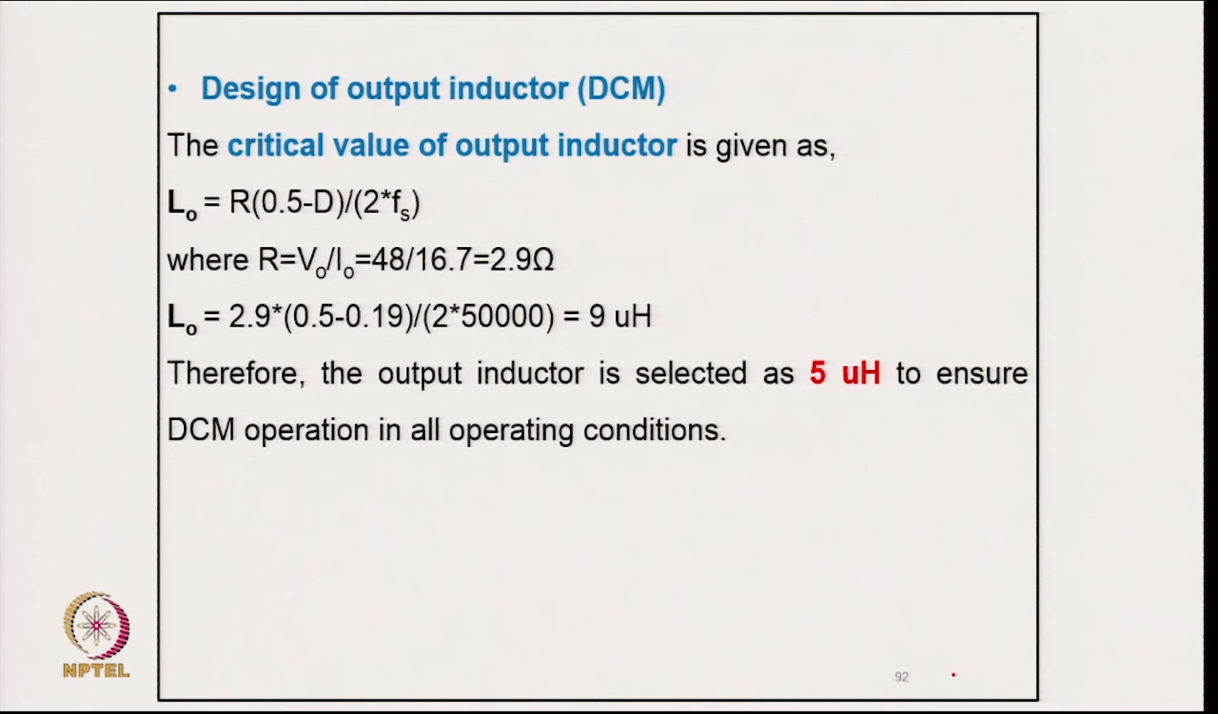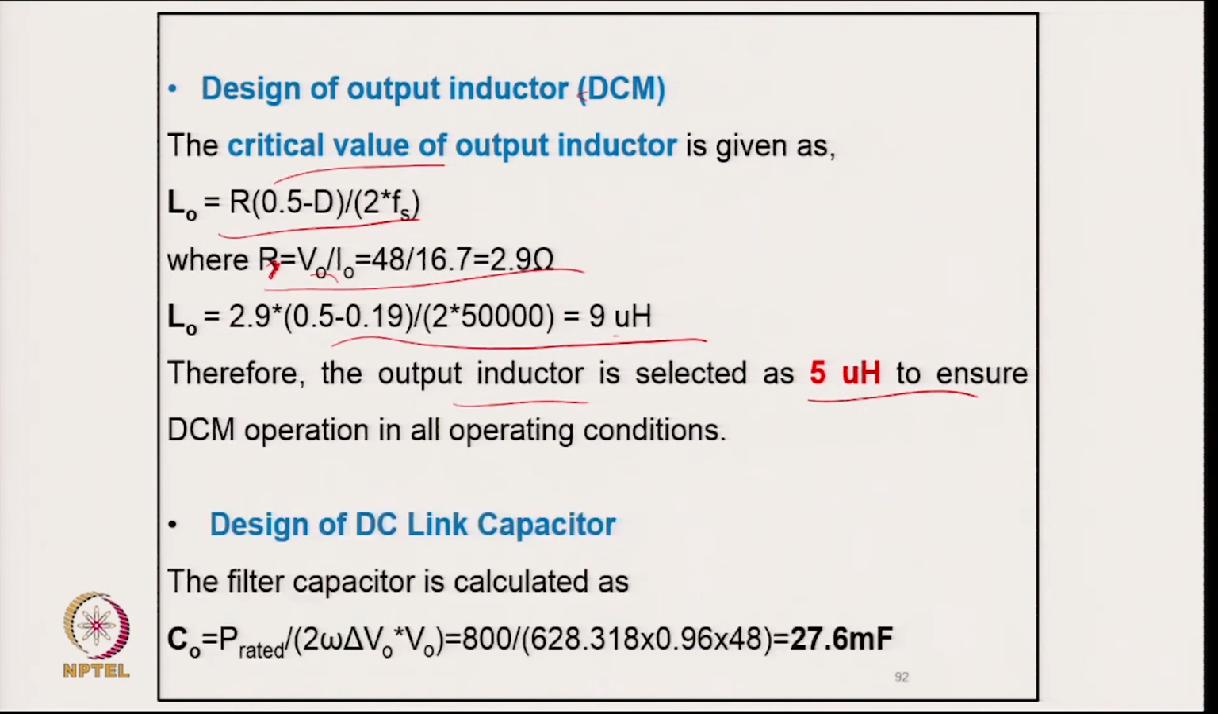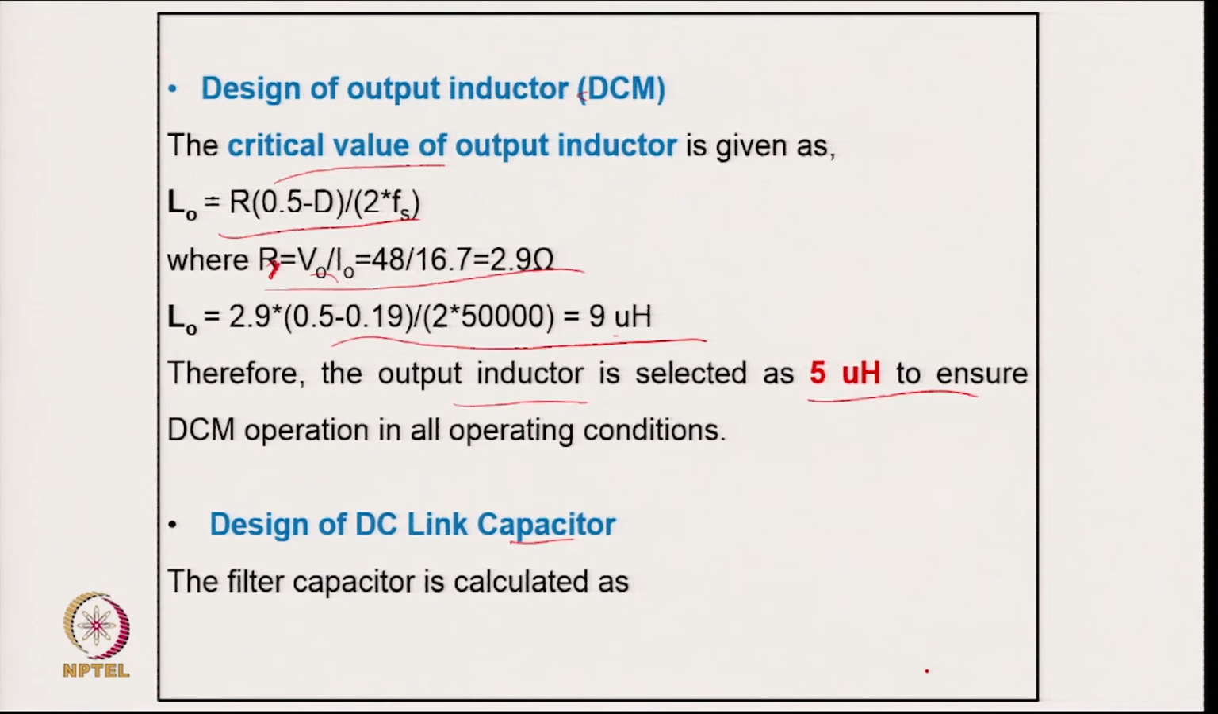The obtained duty ratio is in the duty ratio range. So, for DCM we can calculate the value of limiting inductor or critical inductance from output load resistance. So, it comes like 9 microhenry, so we can select the output inductor much lesser than that, that is 5 microhenry, for DCM operation in all operating conditions, and the output capacitor, I mean the filter capacitor, is selected from power and voltage ripple, so it comes 27.6 millifarad.